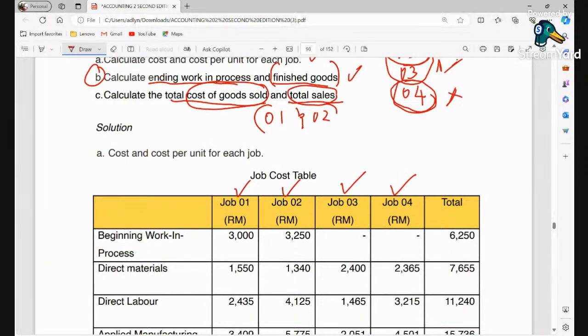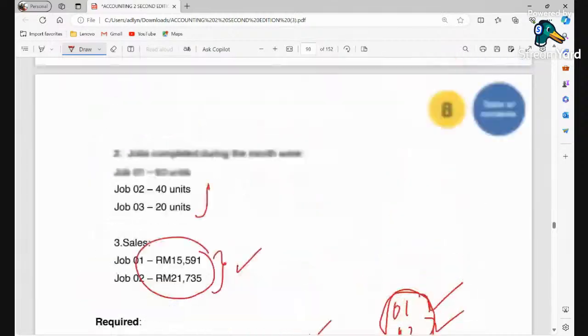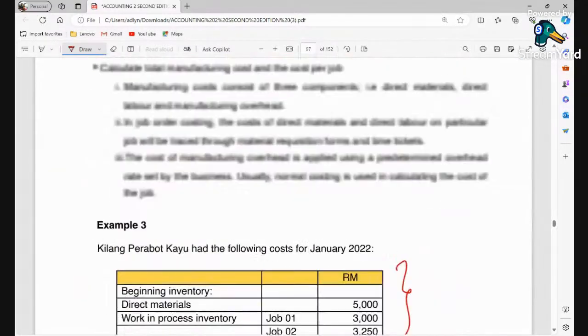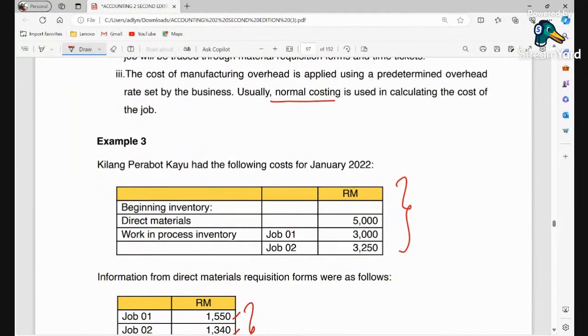Okay, so nak kira total cost untuk setiap job, dia termasuk beginning WIP. This is something that you need to remember. Do not just calculate the direct materials, direct labor and applied manufacturing overhead only. Sebab kita kena faham proses ni mungkin adalah proses yang bersambung daripada bulan sebelumnya. Macam dalam soalan ni tadi, dia bagi anda beginning WIP.